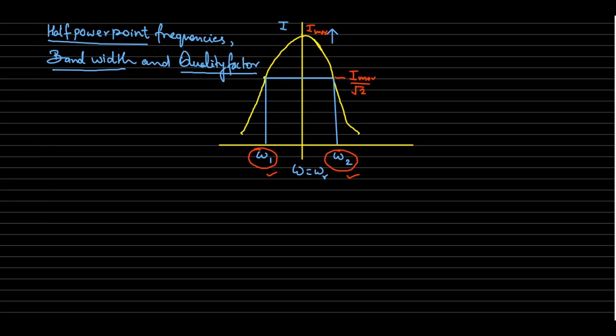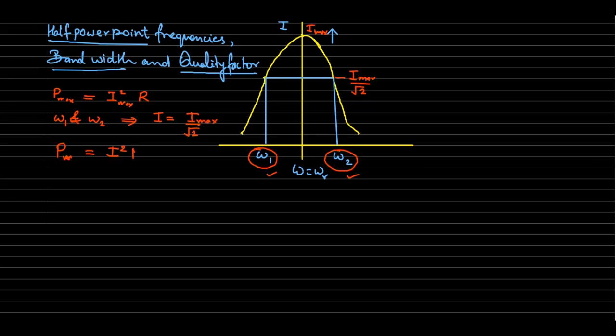As we know, the maximum power over here will be given by I square maximum into R. Now at half power point frequencies, when omega 1 and omega 2 are taken as half power point frequencies, instead of the expression of current I, we will write I maximum upon under root 2. So in that situation, this power consumption will be I square R.